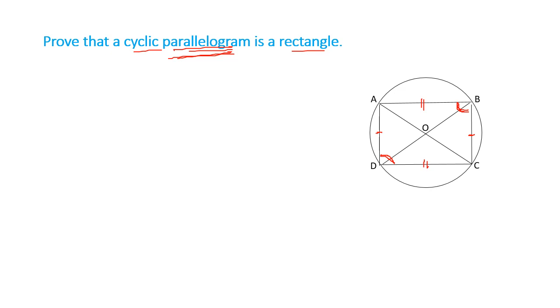Okay. Now how will we prove that it is a rectangle? We have got angle B plus angle D equal to 180 degrees. You know why? Because it's a cyclic parallelogram, the opposite angles are supplementary. I hope it is very clear to you. The opposite angles are supplementary because it is a cyclic quadrilateral. Okay. And it is also a parallelogram.